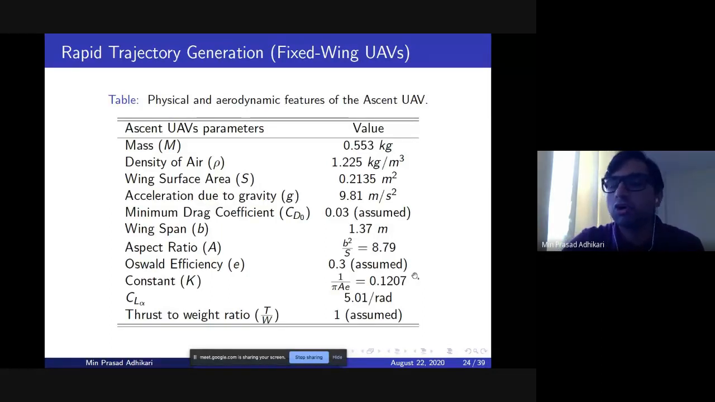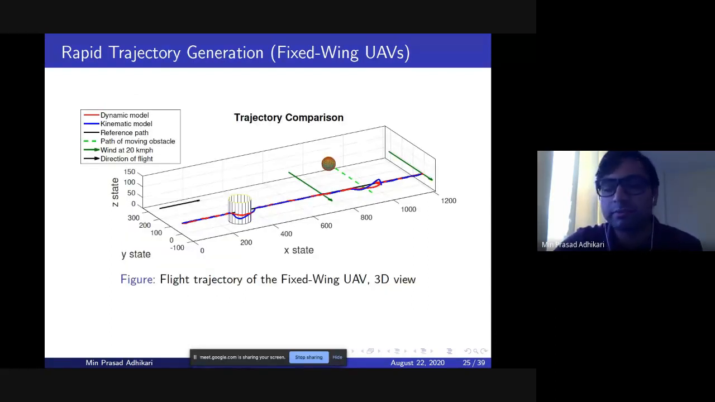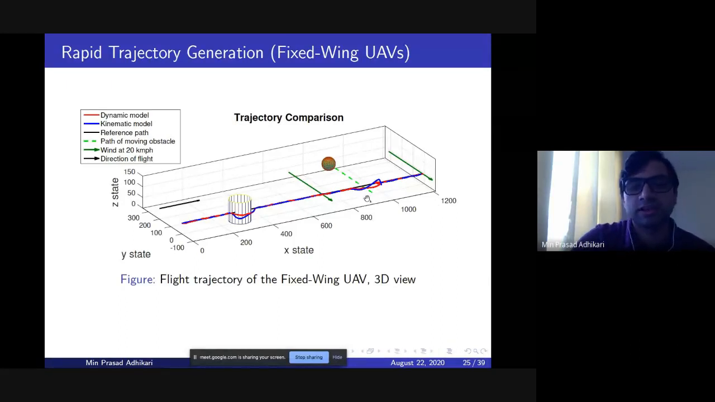All the results in the slides are for this AeSN UAV, and I think you may be able to see a lot of details on this UAV in the specific paper. I can share the paper later on. So this is the trajectory comparison between dynamic and kinematic. The red is the dynamic one, the blue is the kinematic, and there's a reference path going along here, the straight line.